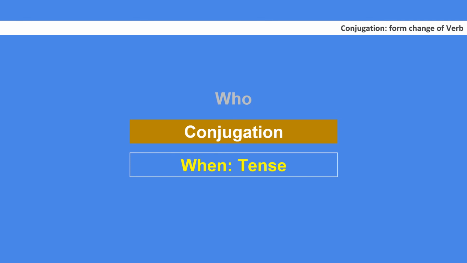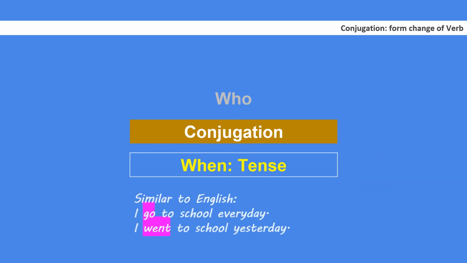Also, it is important to know when the action is happening. Is it present, past, or perfect tense? Similar to English: I go to school every day. I went to school yesterday. The verb also changes according to the tenses in German.